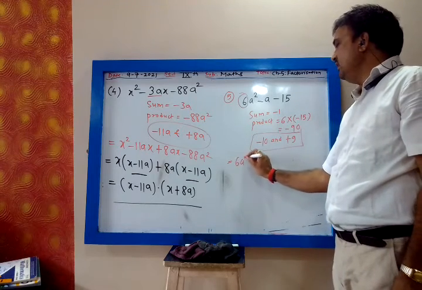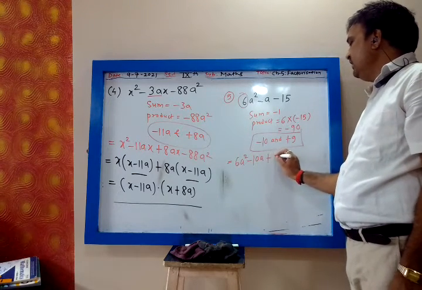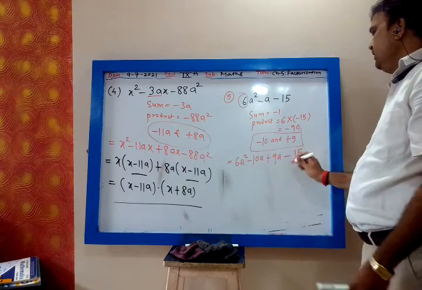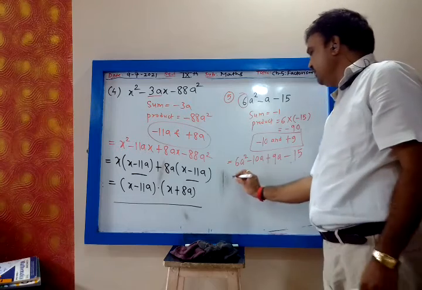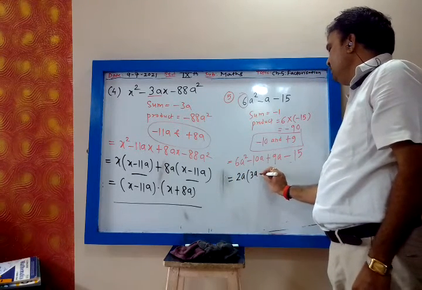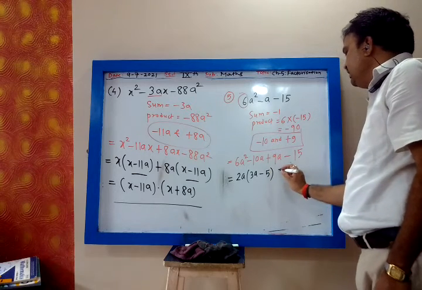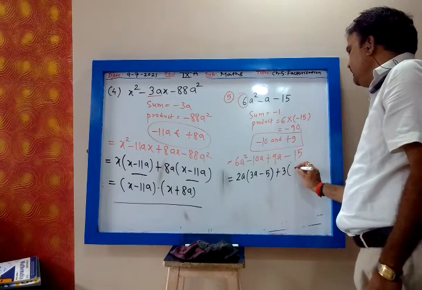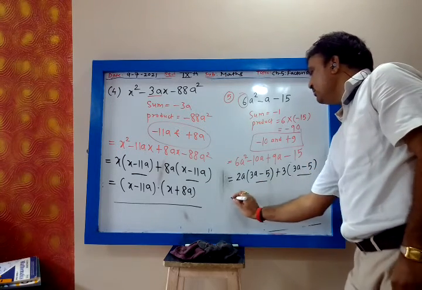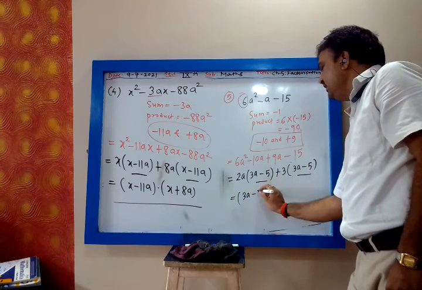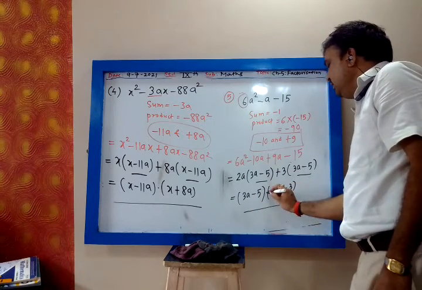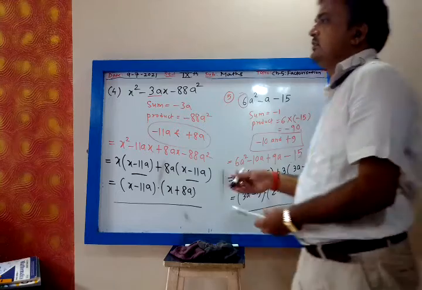So this you will write as 6a square minus 10a plus 9a minus 15. In 6a square and 10a, what is common? 2a is common. Then it is 3a minus 5. In 9a minus 15, 3 is common. Then it is 3a minus 5. 3a minus 5 is common. So that is 3a minus 5 into 2a plus 3. And this is the answer, the factorization, because in the last step you get the product of two factors.